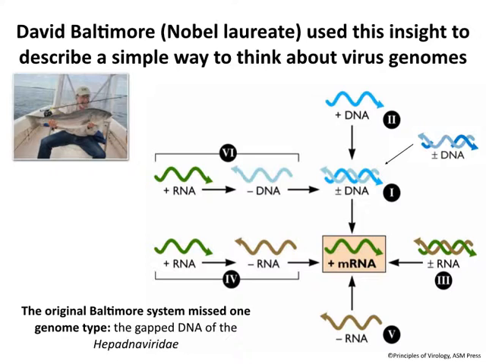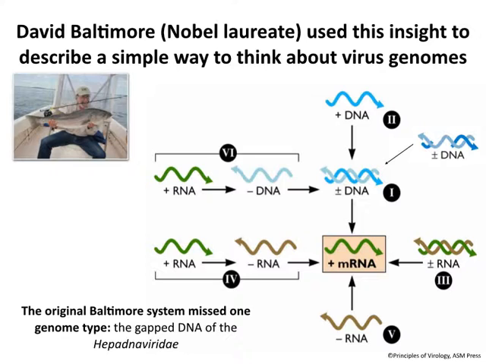Then we have RNA viruses. We have double-stranded RNA viruses. And there are a couple of rules you can remember here. First of all, ribosomes can't translate double-stranded RNA. It has to be single-stranded. So somehow these viruses have to make mRNA from this double-stranded molecule. And the way they do it is to copy the negative strand template.